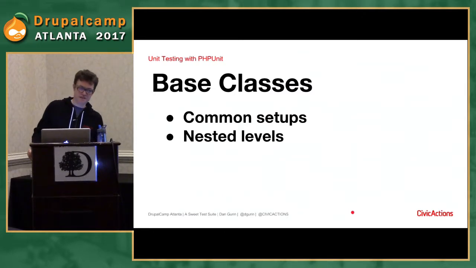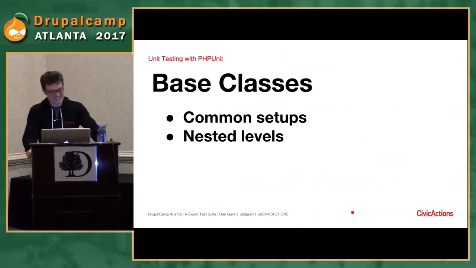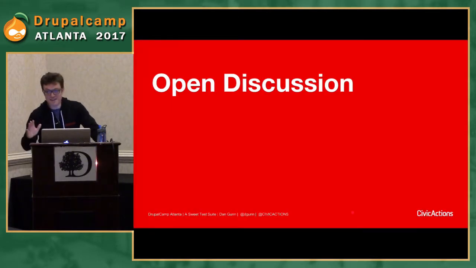A good example of this is the JSON API contrib module. They have a base class, and then they extend that. So good stuff. And you can also do nested levels of base classes too if you are super obsessive about doing everything the best possible way that you can. And I think that's about it.